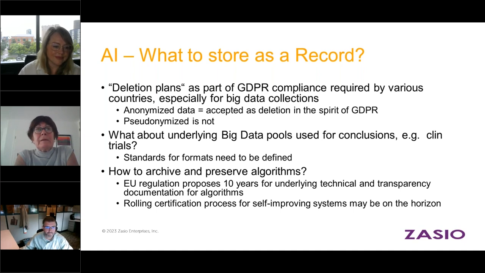What's also on the horizon is a rolling certification process. So you will not just go as now, you will go out and then you get it approved and then you're done, and then it's just a question of liability and consumer law. I think there will be more of rolling certification processes for these self-improving systems. On the horizon, we will see totally different changes on how our regulations will deal with this sort of data.